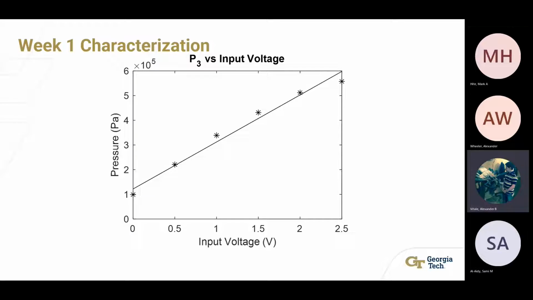For the characterization of the data we found, at steady state, we took the average of all the values, and for the pressure values versus the input values of the voltage, this is the graph we found. As you can see, as you increase the input voltage of the compressor, the pressure does not fit this linear trend very well and appears to max out somewhere around 60,000 pascals.